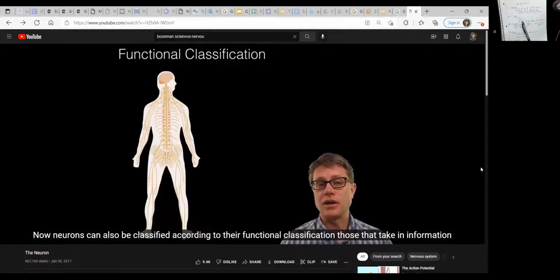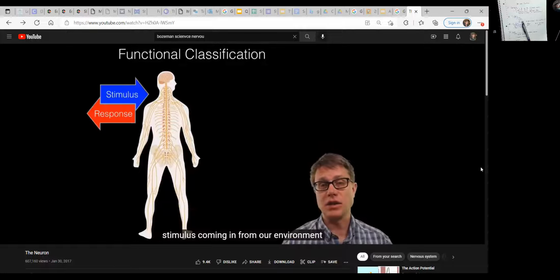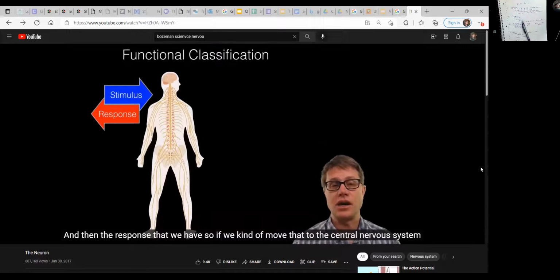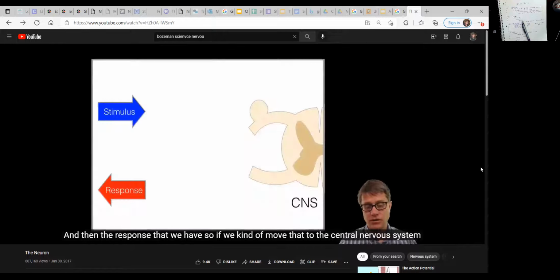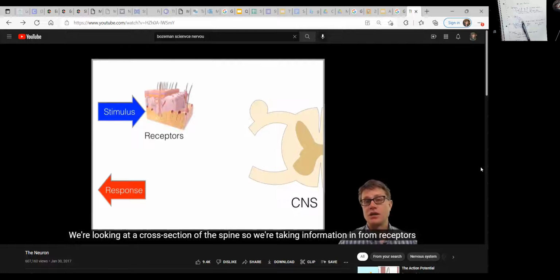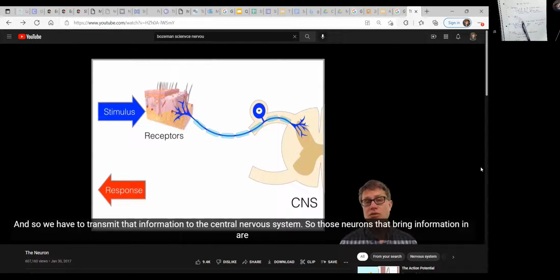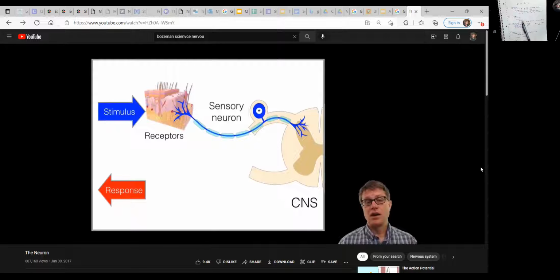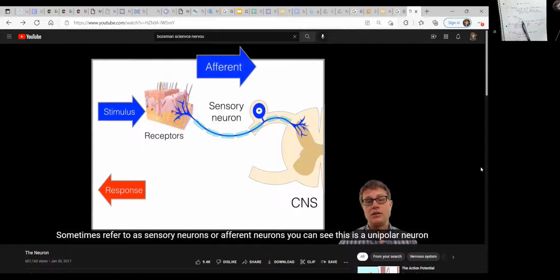Now, neurons can also be classified according to their functional classification, those that take in information, stimulus coming in from our environment, and then the response that we have. So if we kind of move that to the central nervous system, we're looking at a cross-section of the spine. So we're taking information in from receptors. So these could be in the skin, for example, touch receptors, heat receptors, pain receptors. And so we have to transmit that information to the central nervous system. So those neurons that bring information in are sometimes referred to as sensory neurons or afferent neurons. You can see this is a unipolar neuron, and it's transmitting that information into the central nervous system.